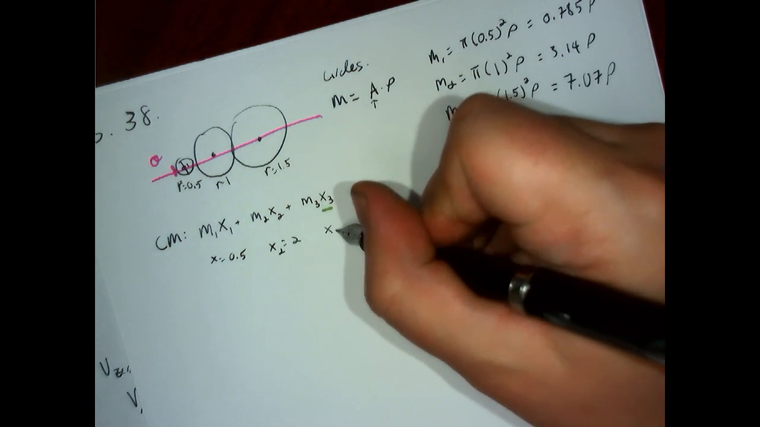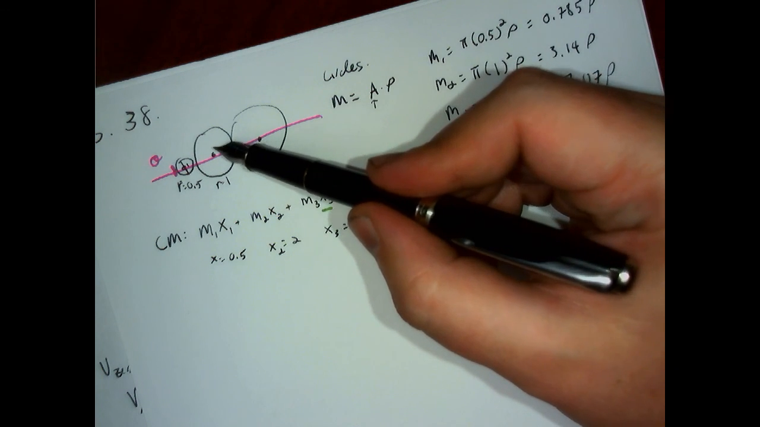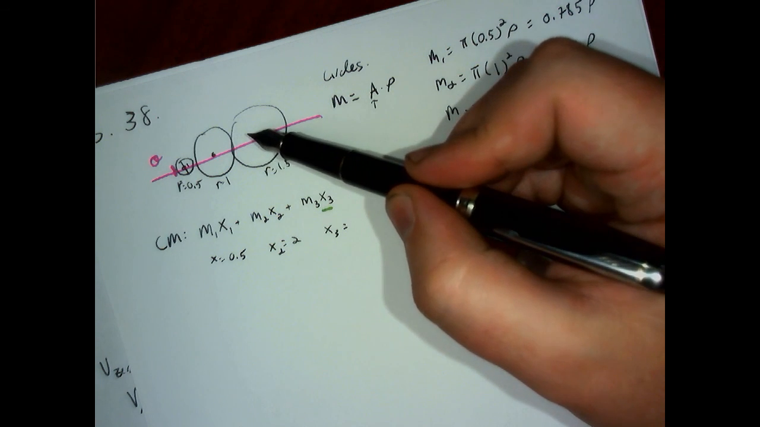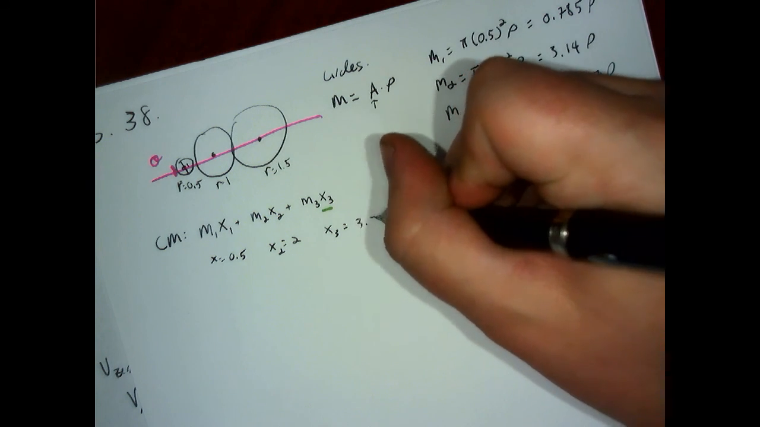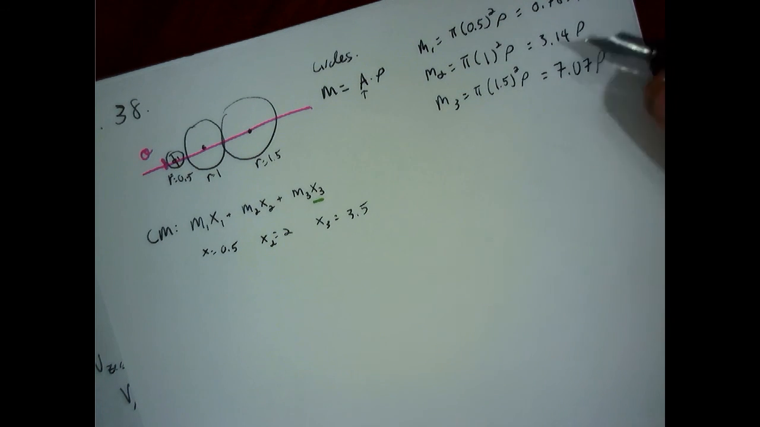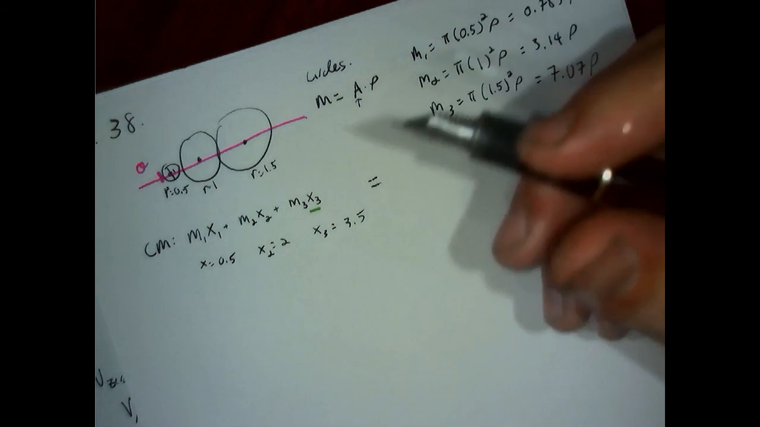And x3 is going to be 3.5. Yeah, well, you know what? We're here. Why not do it? Oh, right. Those numbers are gross. Okay, well, whatever. I'll just do it.